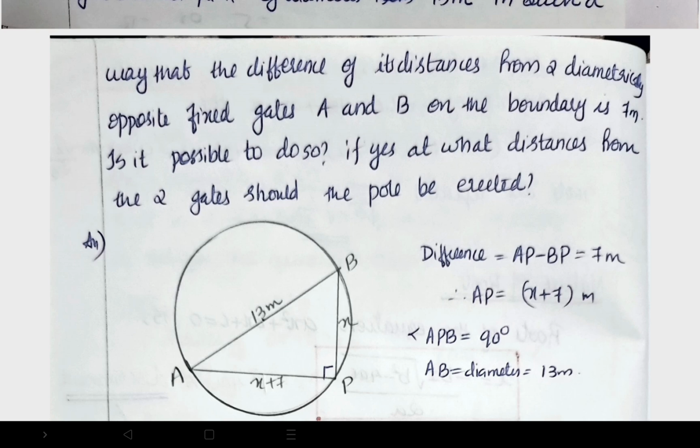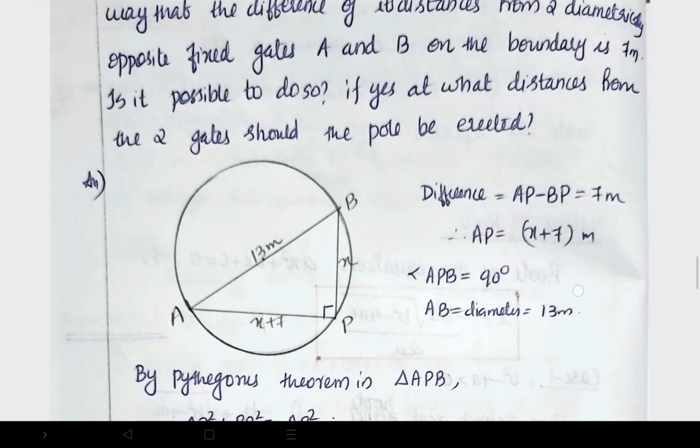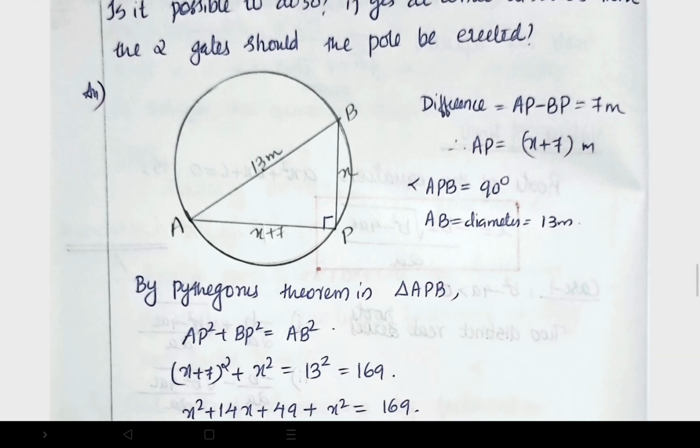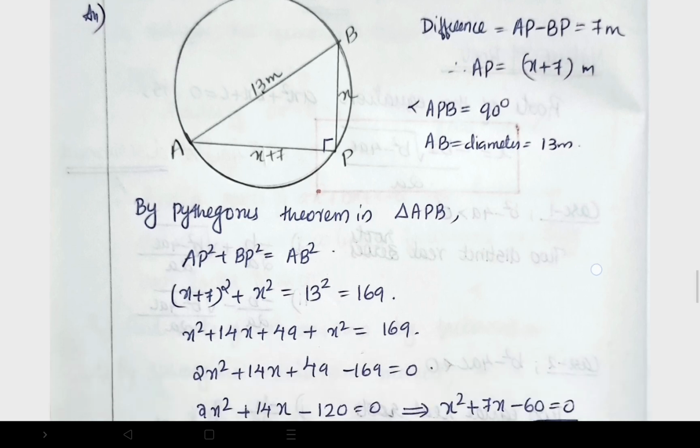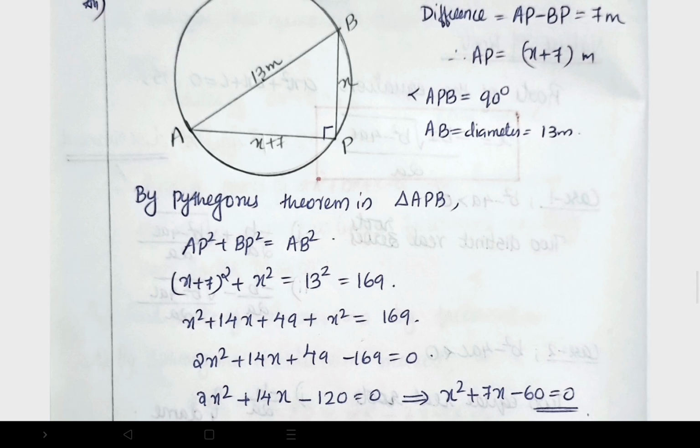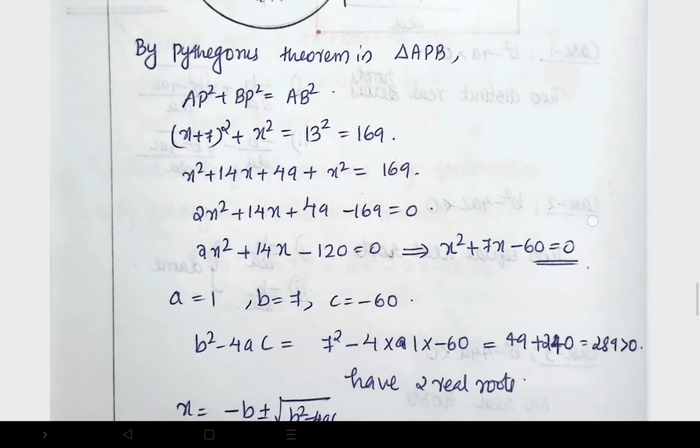So we are having a figure, and the condition is situated correctly in this figure. It is depicted here. Let us take the difference as AP minus BP, which is equal to 7 meter. Then AP is equal to x plus 7 meter. We can take BP as x. Then angle APB is 90 degree. AB is the diameter. Hence it is 13 meter. Now by Pythagoras theorem, in triangle APB, AP square plus BP square is AB square. Then we can substitute the values of AP, BP and AB.